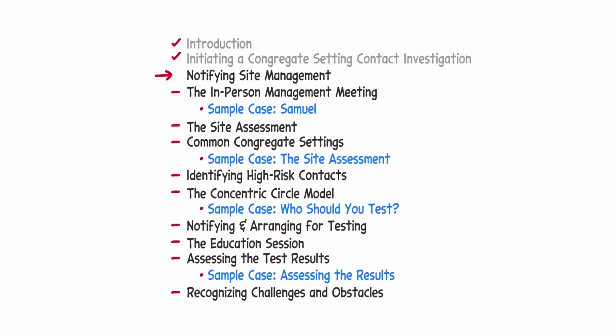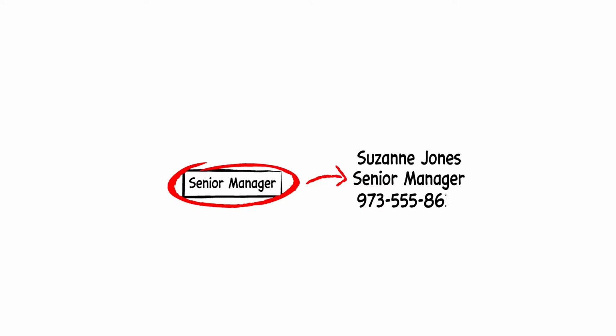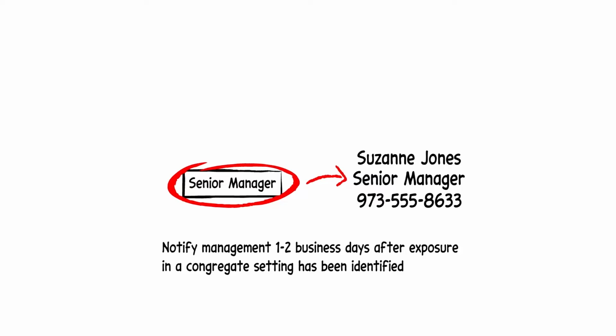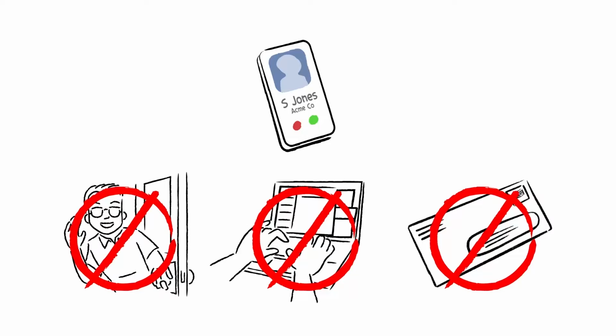The first step is to notify site management of the public health matter. It's best to contact the highest-ranking manager or administrator at the site. The patient may be able to provide the name and contact information. Ideally, this notification should occur within 1 to 2 business days after exposure in the congregate setting has been identified by the patient. A phone call is the preferred method to notify management and to schedule a face-to-face meeting. Unscheduled visits are generally inappropriate. Emails may be ignored or deleted, and traditional mail is too slow, impersonal, and unreliable.